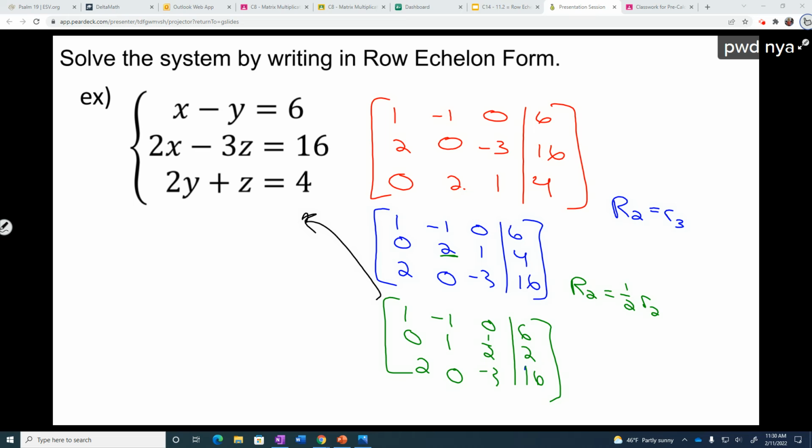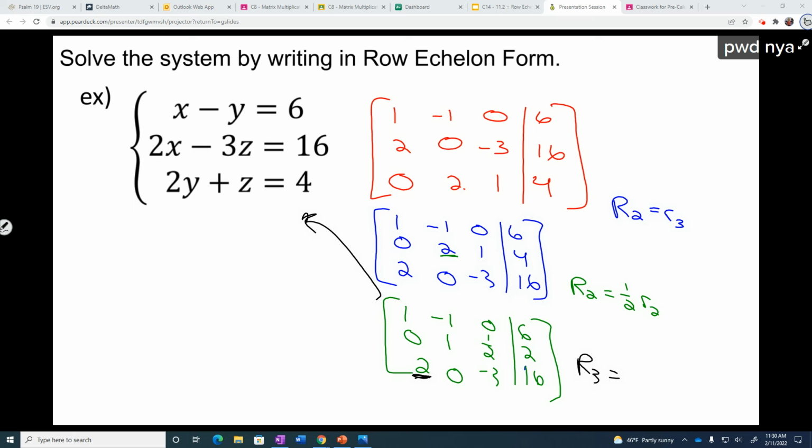All right, next thing we need to work on is this 2 here, and then make that a 0. So what do we do? We're going to start with R3. Now we're at 3 rows. Anytime we make something a 0, we're going to multiply another equation and then add it.